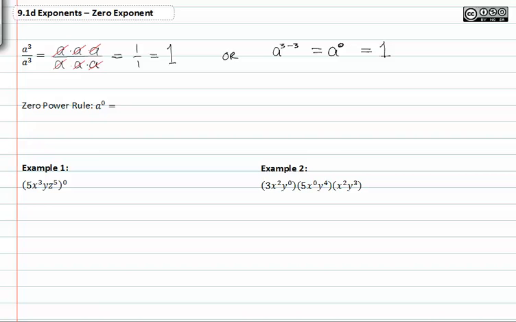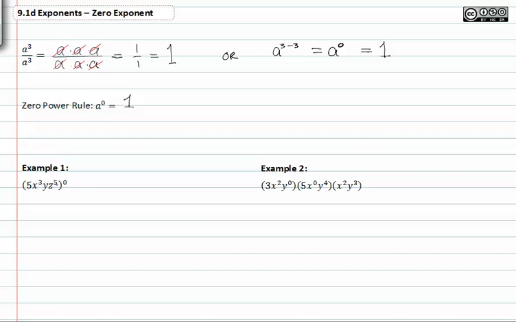A lot of times, if you're not sure what to do with it, just leave it as a to the 0 until you're completely done reducing the rest of your expression. Then come back to it and determine what to do with that variable to the 0 power. The zero power rule says anything, or a to the 0, is equal to 1. This is kind of hard to grasp right at first, so let's go ahead and work some problems.